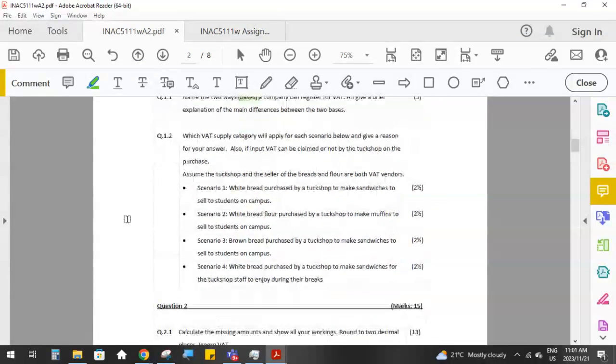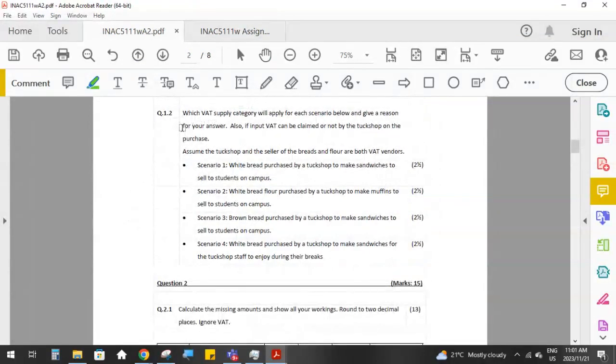Then question 1.2. This was a very interesting question and one that really tests whether you know your supplier categories properly, which is really what this is testing. Which VAT supplier category will apply for each scenario, that's what they're asking, and then give a reason for your answer.